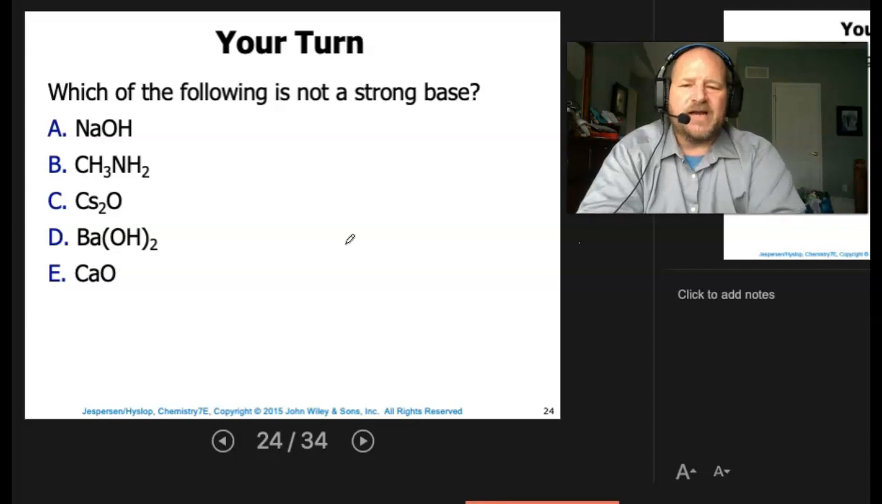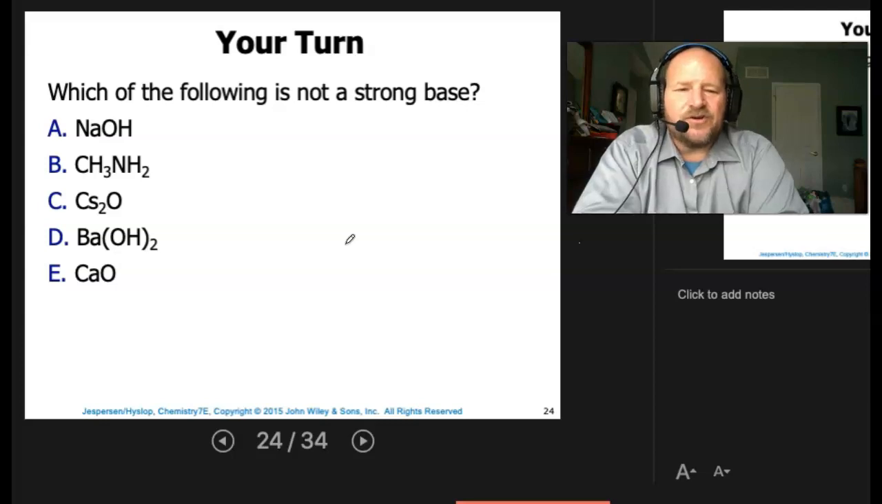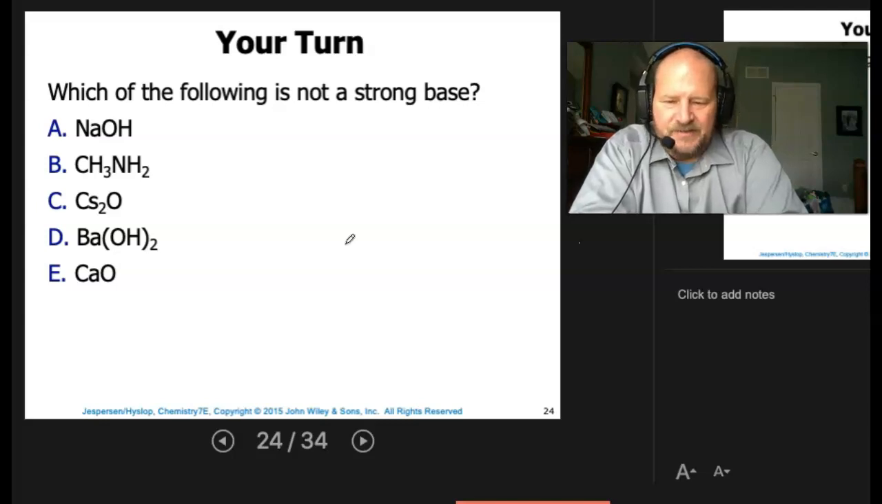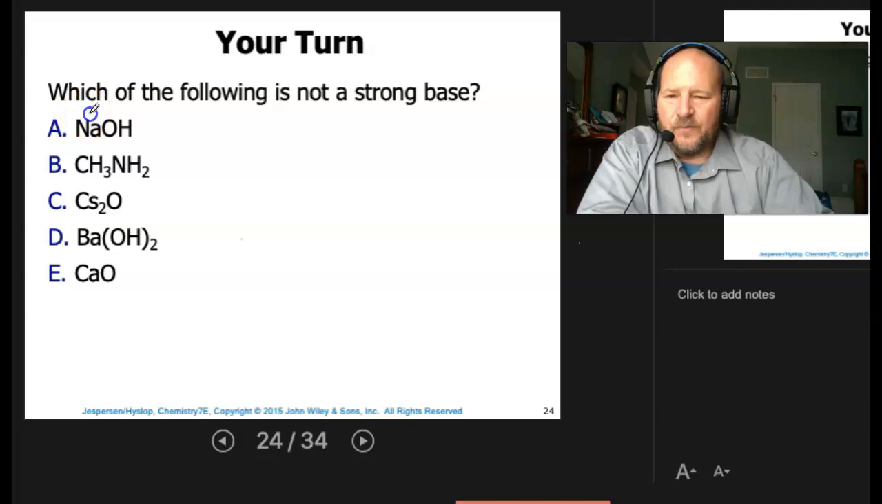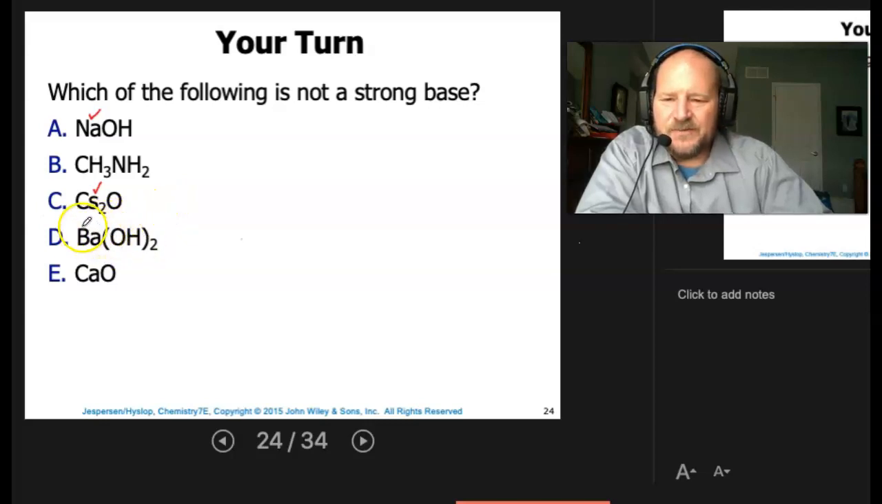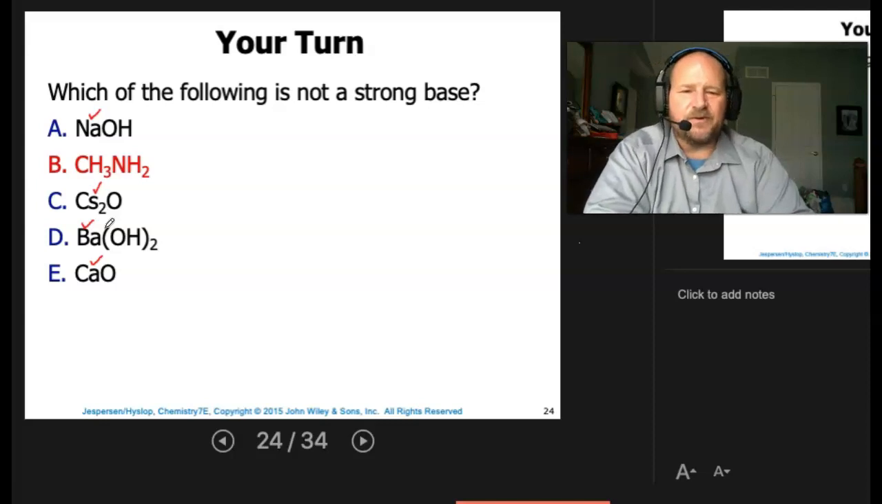All right, so more practice. Which of the following is not a strong base? If you remember, what are your strong bases? We know that group 1A is guaranteed to be a strong base. We know 2A is guaranteed to be a strong base. Group 1A metal oxide can turn into cesium hydroxide, which can then turn into a strong base. Barium hydroxide, group 2A, and again, calcium oxide, group 2A metal, which means B should be our not strong base, or our weak base.